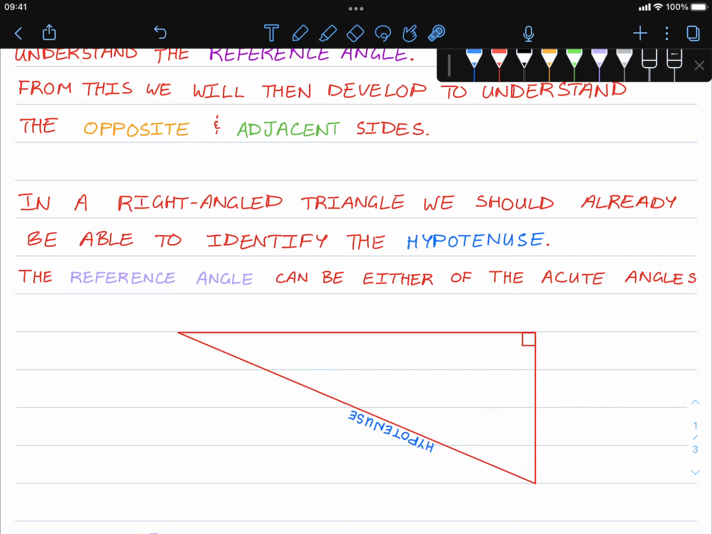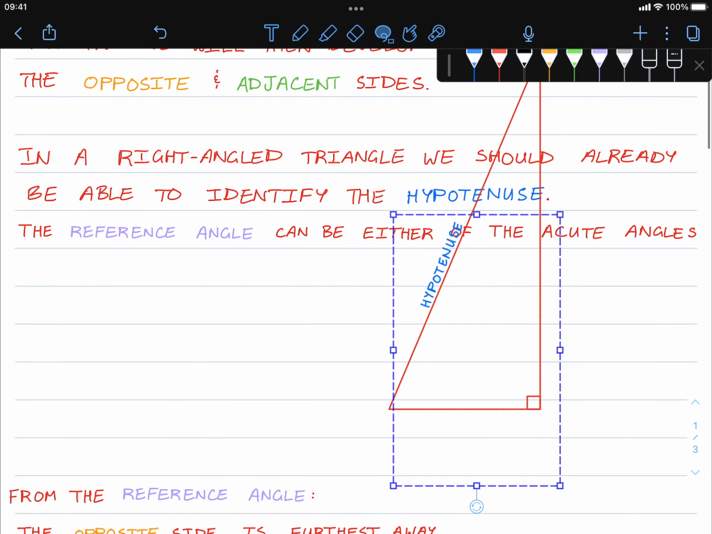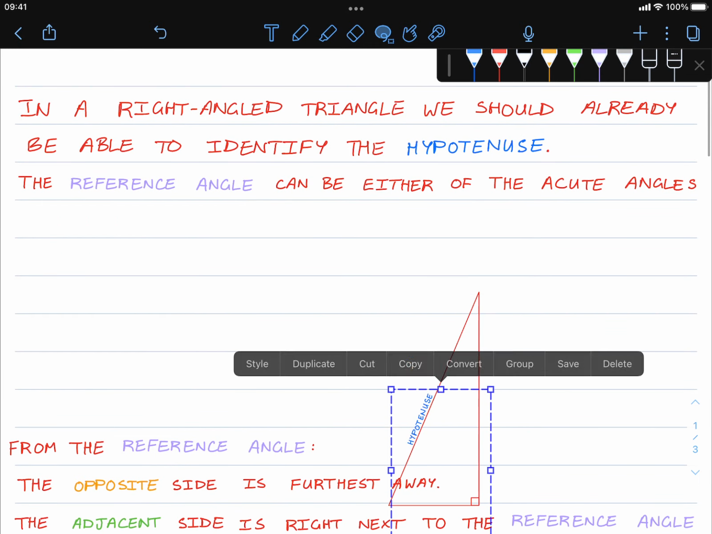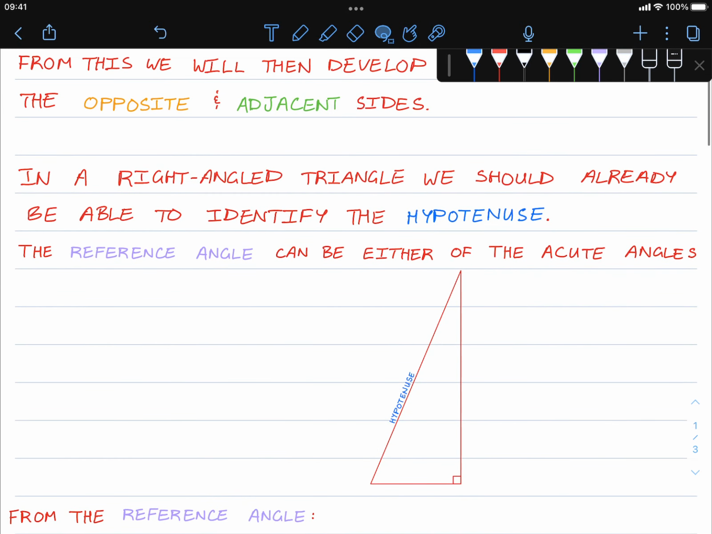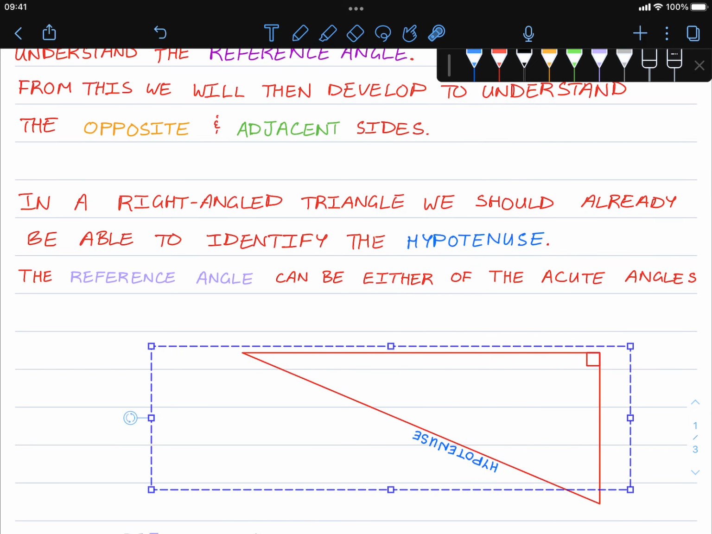Another way you can find it is if it's the longest side of that triangle. So you can make it go this way. It's a little bit large, but I think you get the idea that the right angle is always pointing to the hypotenuse. Let's bring it all back.